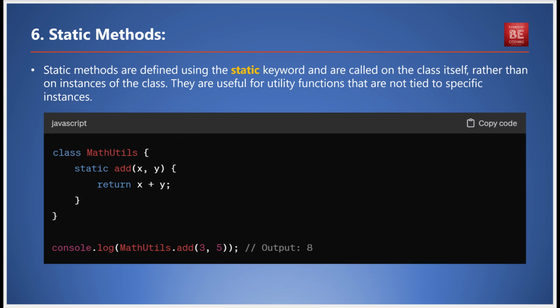Defined with the static keyword, these methods are called on the class itself, not on instances of the class. They're handy for utility functions that aren't tied to specific instances. Here's an example with a MathUtils class that includes a static method to add numbers.